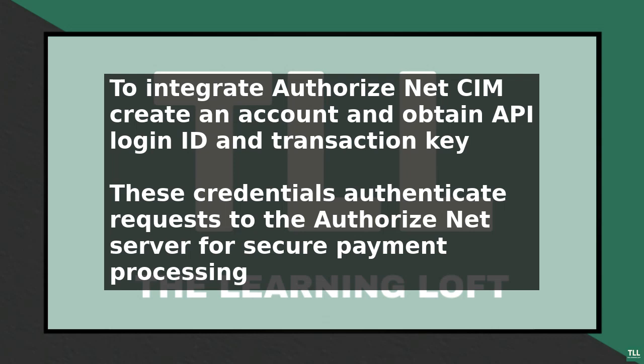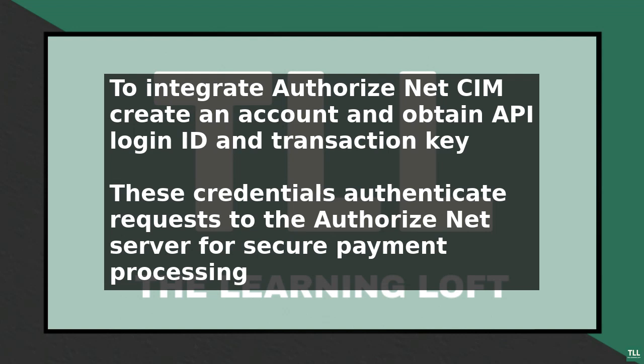Once the customer submits their payment information, it is stored in the Authorize Net CIM system, and a unique customer profile is created. This profile contains the customer's payment and billing information and can be used for future transactions.